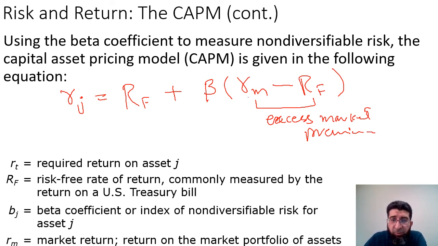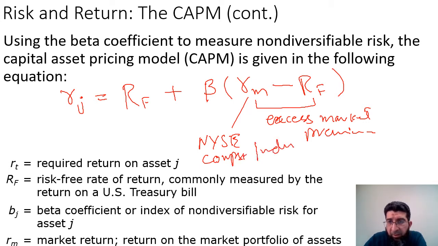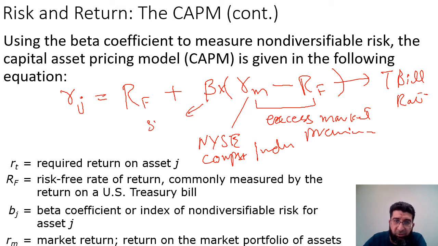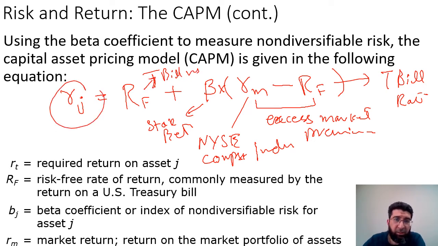For instance, in this case, we can say that the market return is the New York Stock Exchange Composite Index, and RF is the T-bill rate, the government or US Fed T-bill rate. If you multiply this with the beta, the stock beta, and add again the RFR, the risk-free rate, which is the same as the T-bill rate, we'll get the required return on asset J.